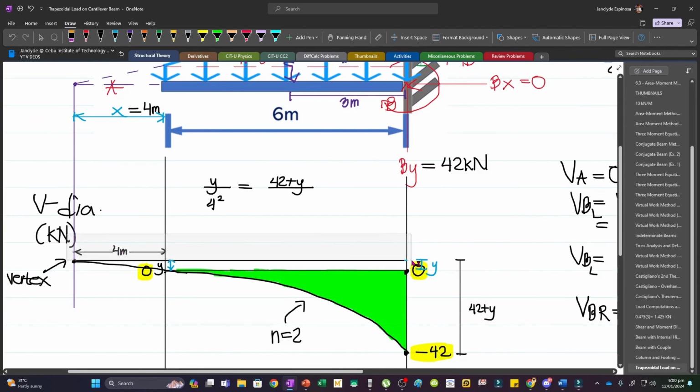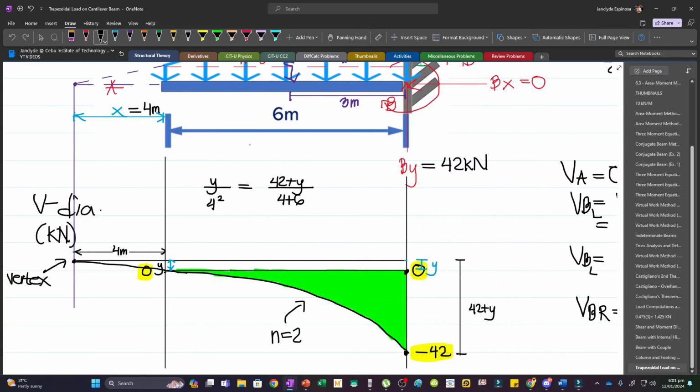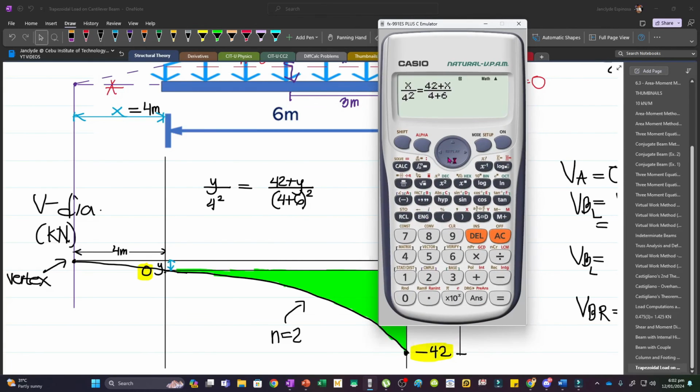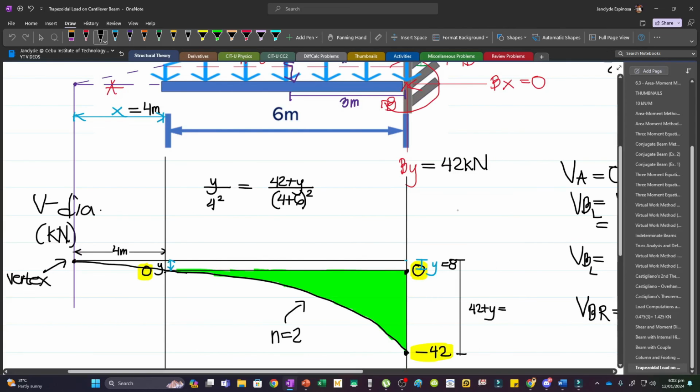Because this is that distance. And so this is 4 plus 6. And so now we can solve y. So we have x over 4 squared, and then that's equal to 42 plus x, and then divided by 4 plus 6. This is also squared, and so we will square this one. And so we have 4 plus 6, that will just be 10, and then squared. And so solving x, we have this value, and so this is actually 8. And so this will become 42 plus 8, that will give us 50.